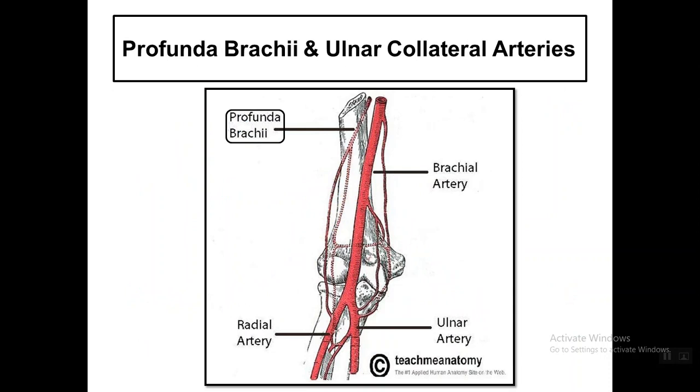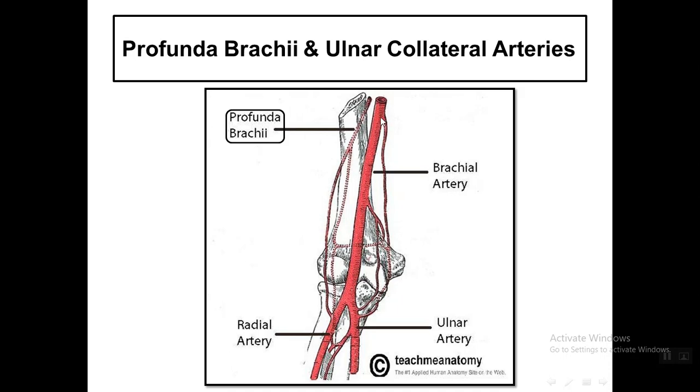The blood supply of this compartment is through the profunda brachii artery and the ulnar collateral arteries. As we said, the profunda brachii artery is one of the branches of the brachial artery. At the beginning of the brachial artery, it passes to the posterior compartment in the spiral groove on the posterior aspect of the humerus, accompanied by the radial nerve.